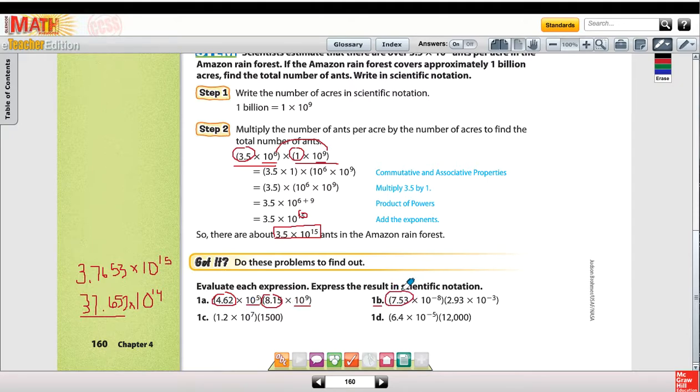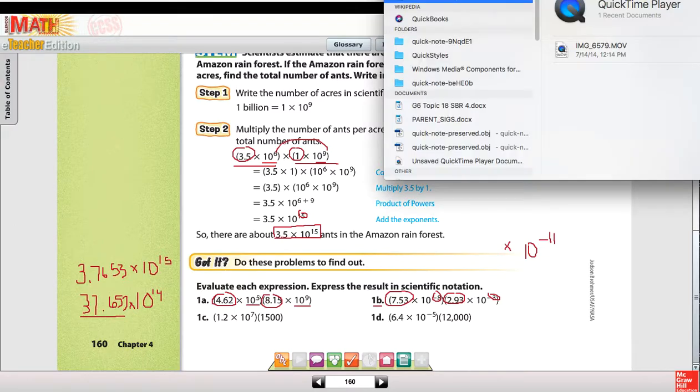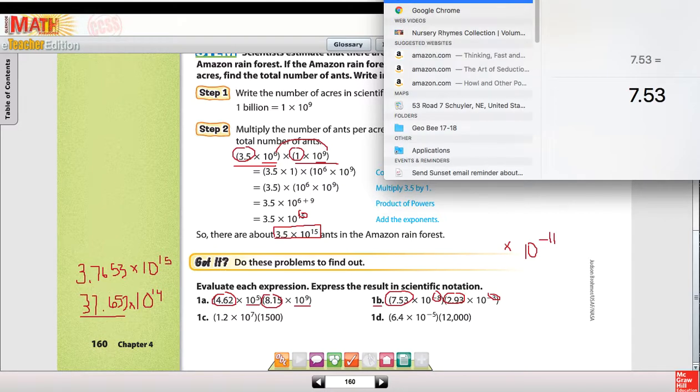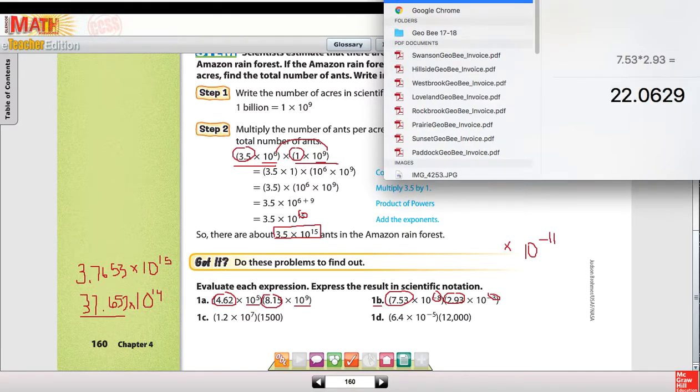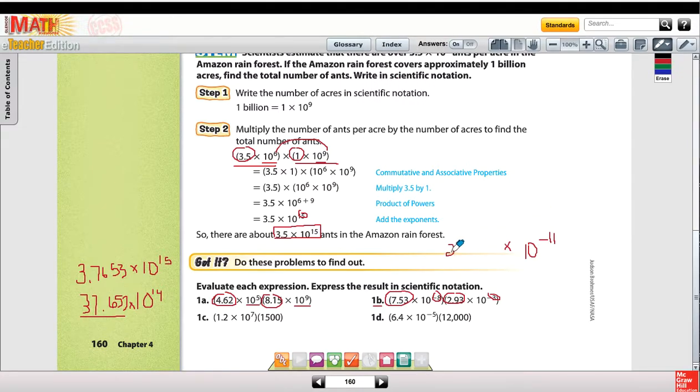We're going to multiply the 7.53 and the 2.93, and we have a negative 8 and a negative 3 for an exponent there. So that's going to be a negative 11 when we add those exponents together, 10 to the negative 11th power. Okay, I'm going to pull up the calculator, and we will multiply 7.53 times 2.93, and we get 22.0629.